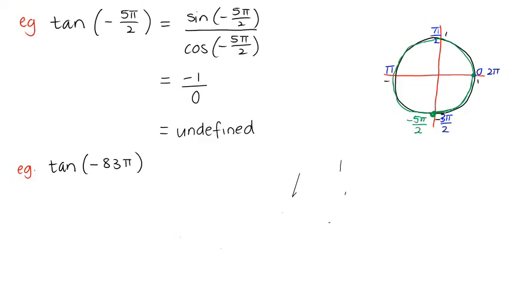One last example. Tan negative 83 pi. So you start at this point, you're going around this way. You go around 41 times, that gets you to 82 pi, and then you have to go around once more. So you're going to end up here. It's an odd number, so it's going to be equivalent to pi.